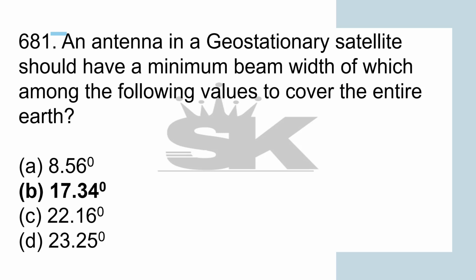So the answer is 17.34 degrees. The geosynchronous satellite is located around 35,865 kilometers away from the Earth. The global or Earth coverage antenna should have a beam width of 17.34 degrees to cover the entire Earth. We can remember 17 to 34, right?